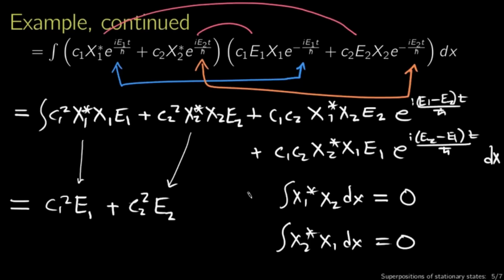So essentially what that tells us is that the expectation of the Hamiltonian is c1 squared e1 plus c2 squared e2. The energies of the states multiply together.